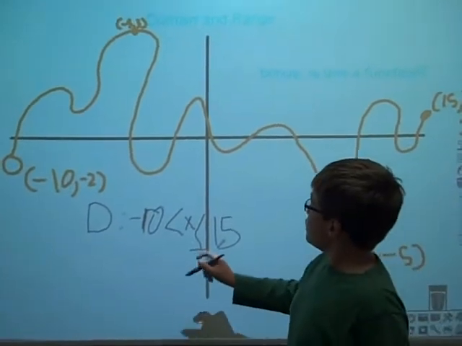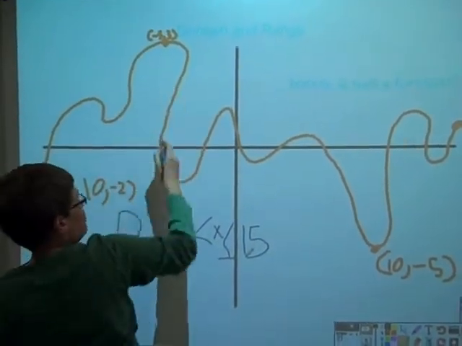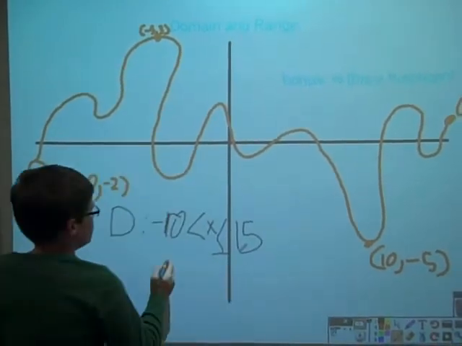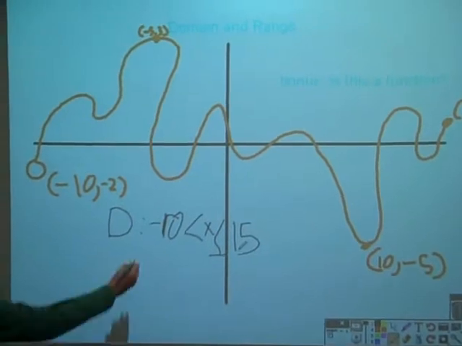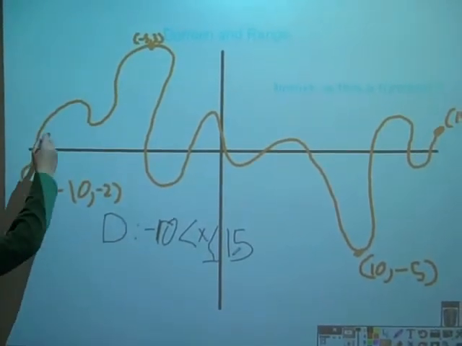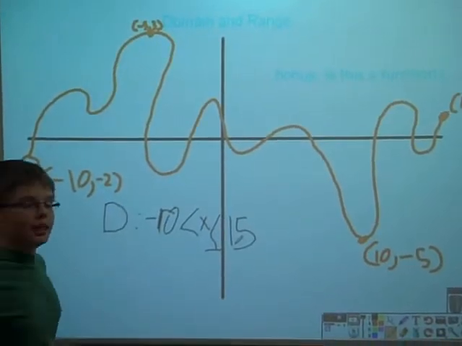But anyway, let's see if this makes sense. So any value of x we can put in between -10 and 15. And we include 15, but not -10. Does that make sense? I think it does. Well, of course I made it, but anyway.